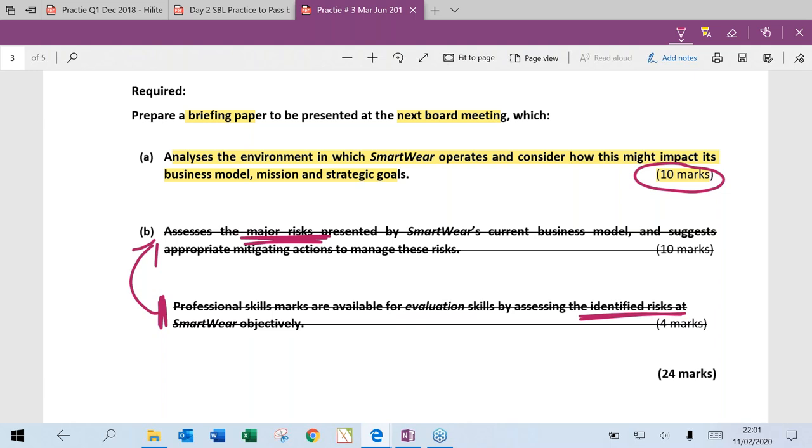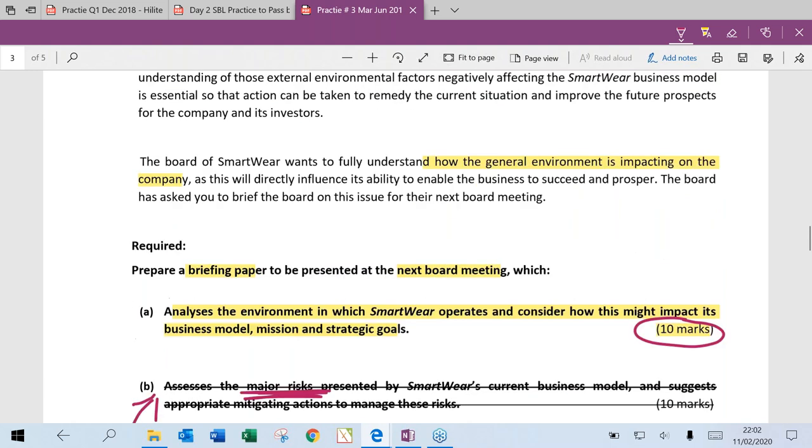So analyze the environment in which Smartware operates and consider how this might impact the business model. 10 marks. So whenever we are asked to analyze the environment, there are two types of environments, which are macro environment and micro environment. Macro environment means the country environment, and micro environment means industry environment. For macro we use PESTLE, and for micro we use the five forces. Remember, now we need to decide here, are we supposed to apply both PESTLE as well as five forces?